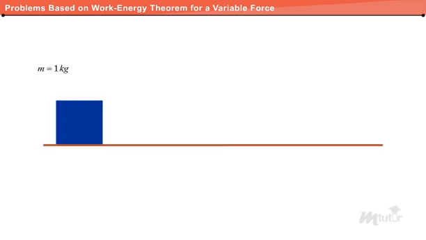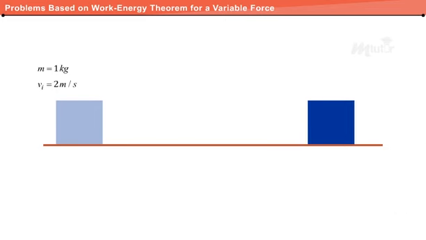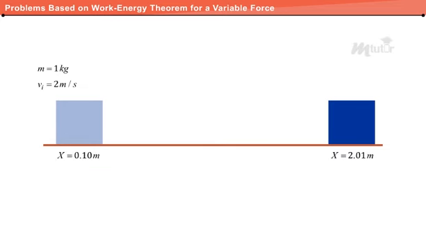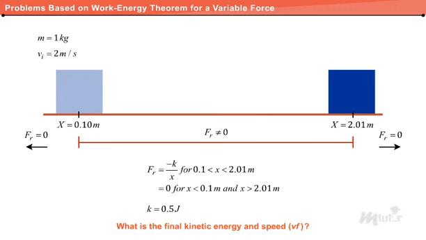A block of mass m equal to 1 kg, moving on a horizontal surface with speed vi equal to 2 meters per second, enters a rough patch ranging from x equal to 0.1 meter to 2.01 meter. The retarding force Fr on the block in this range is inversely proportional to x over this range, as shown on the screen, where k is equal to 0.5 joules. What is the final kinetic energy and speed Vf of the block as it crosses this patch?